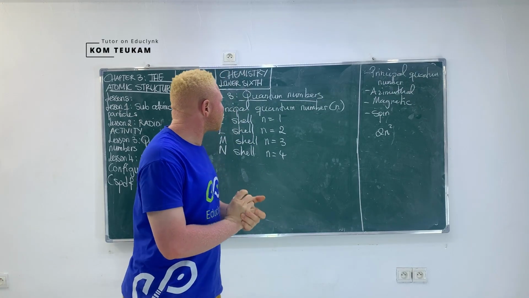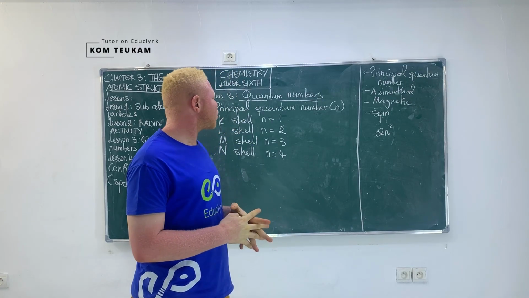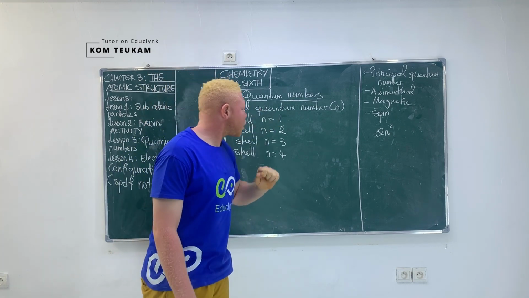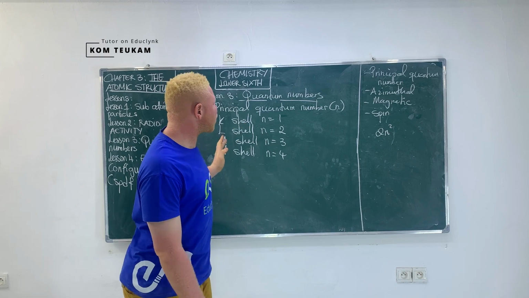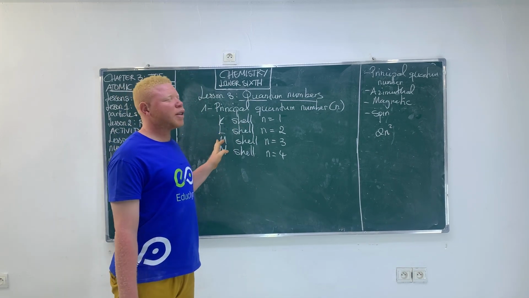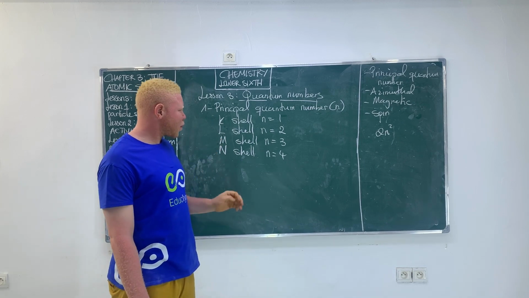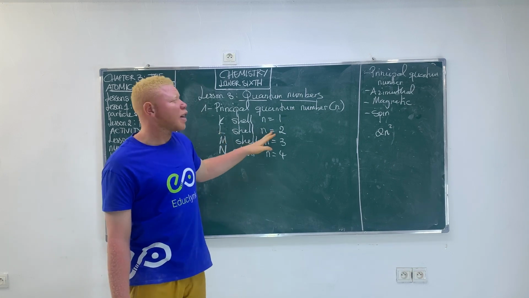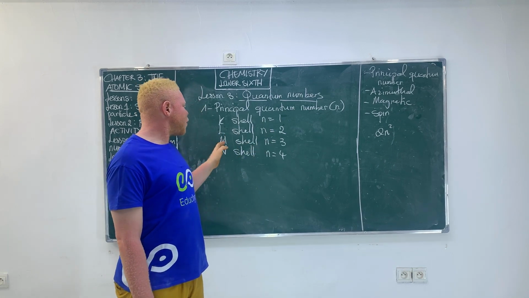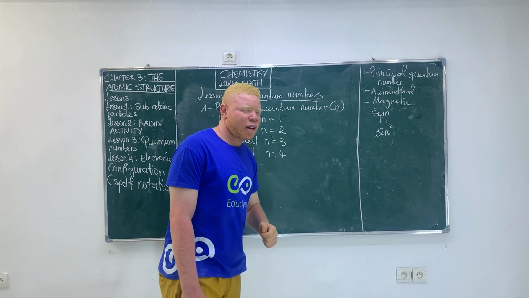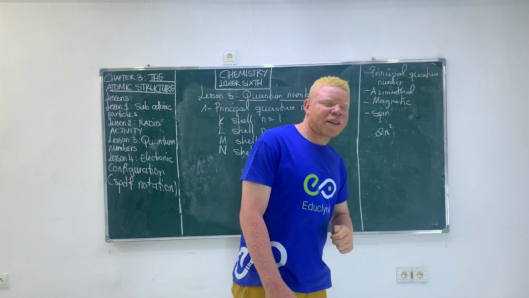Okay, let's come back to lesson 3, the quantum numbers. The quantum numbers include the principal quantum number. The principal quantum number has the K shell, L shell, M shell, and N shell. For K, n equals 1; for L, n equals 2; for M, n equals 3; and for N, n equals 4.